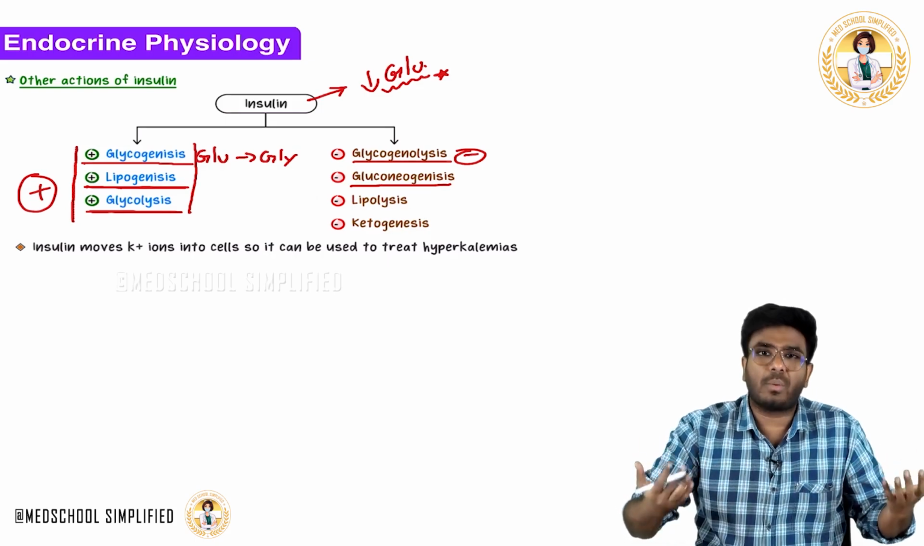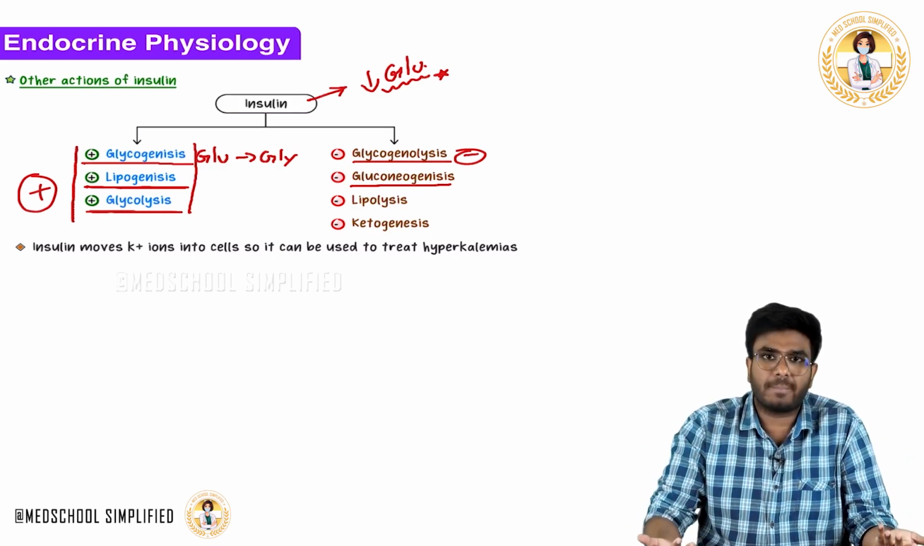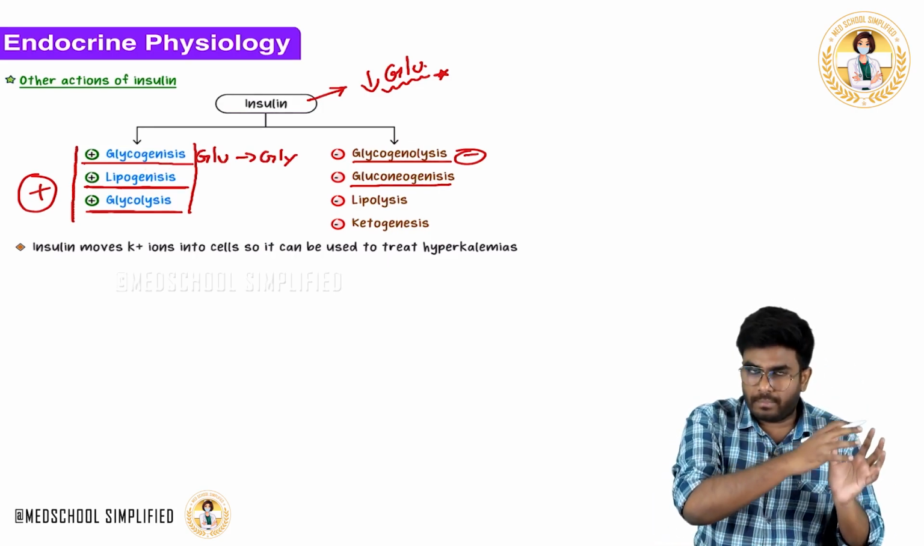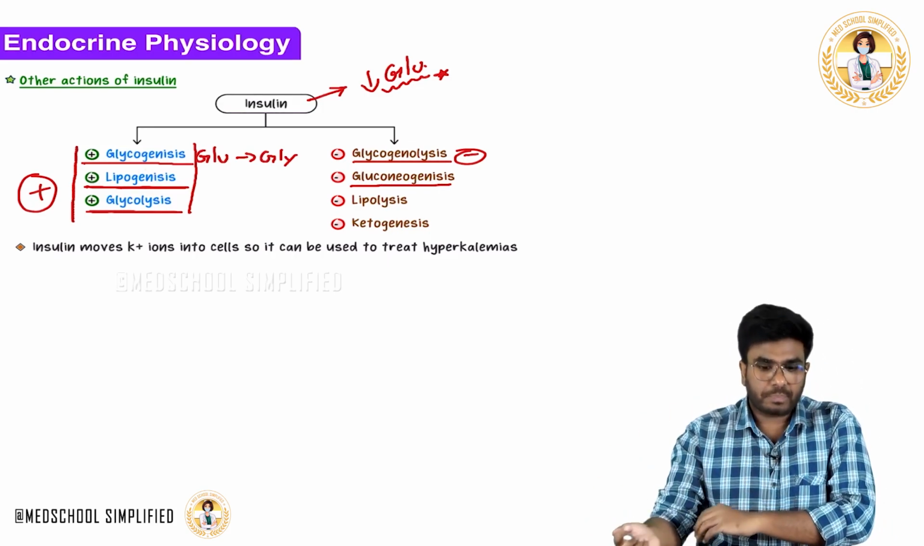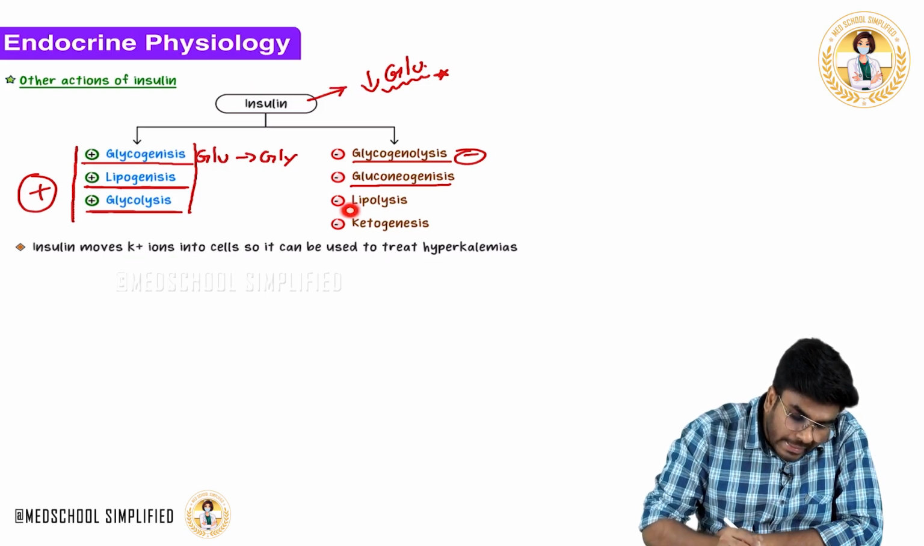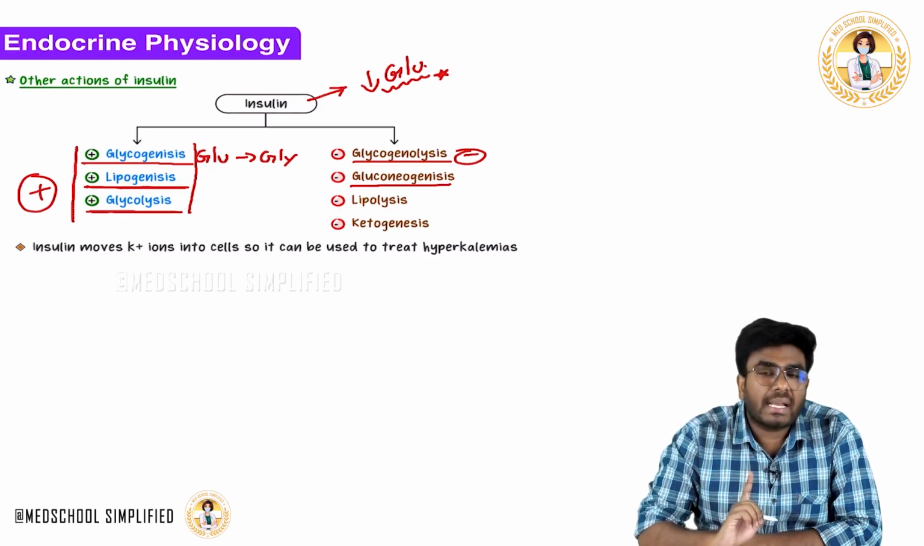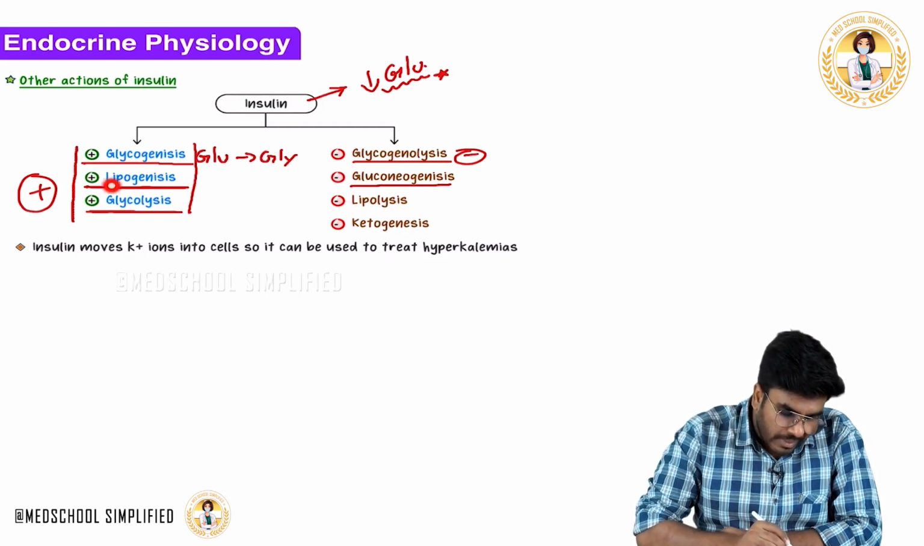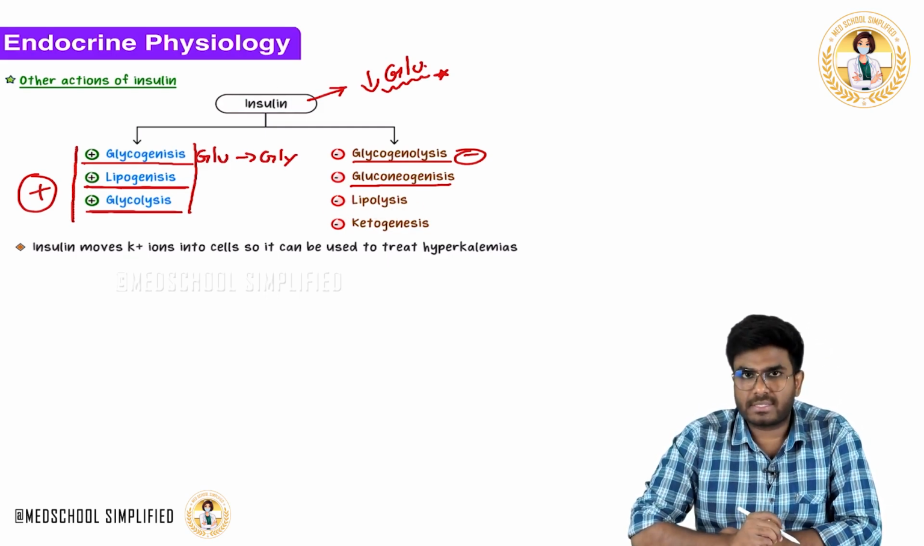Insulin is an anabolic hormone. It stimulates lipogenesis. So, see here, lipogenesis is stimulated so that glucose will be converted into fats. Insulin inhibits lipolysis. Insulin is not a catabolic hormone, it's an anabolic hormone. So, stimulation of lipogenesis but inhibition of lipolysis.